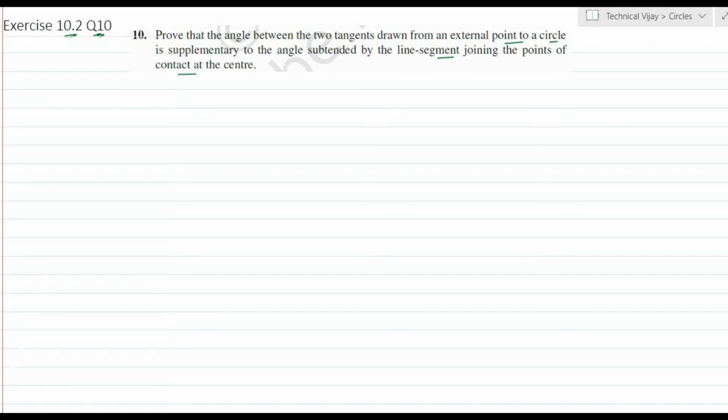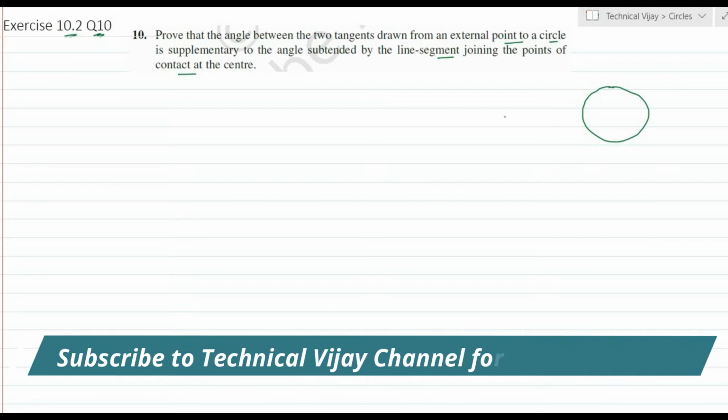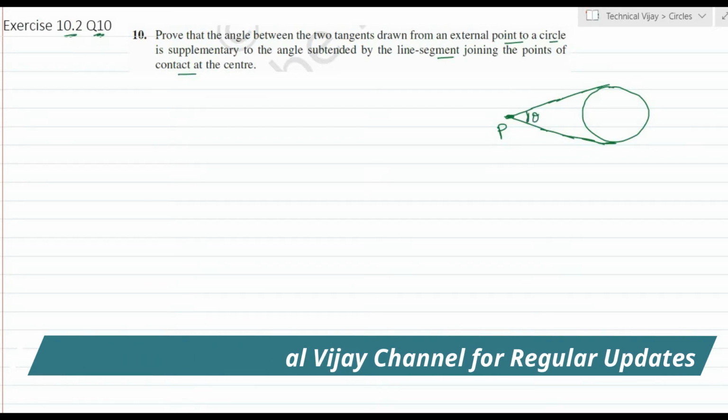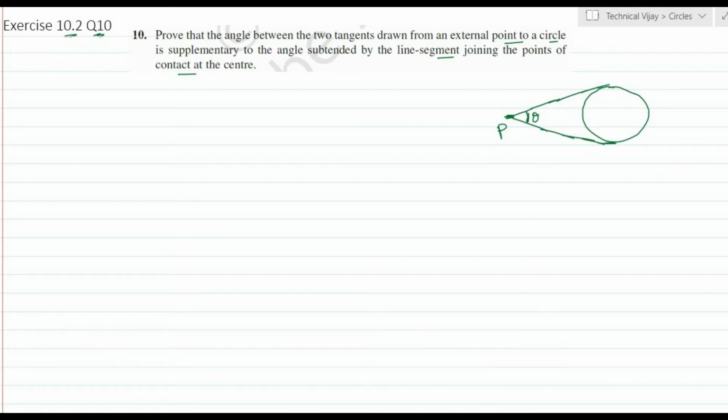So here basically one circle is there, and there is one external point. From this point two tangents have been drawn, one tangent here and one more tangent here. Prove that this angle between these two tangents, this angle theta, is supplementary to the angle subtended by the line segment joining these points, at the center of the circle.